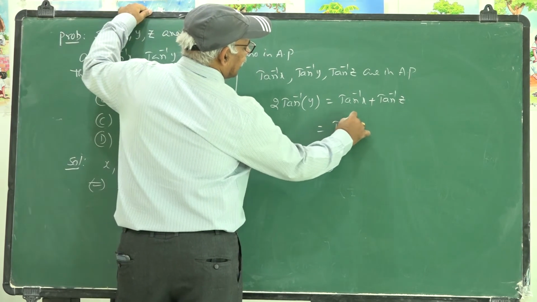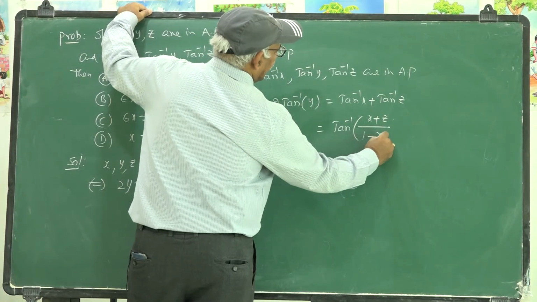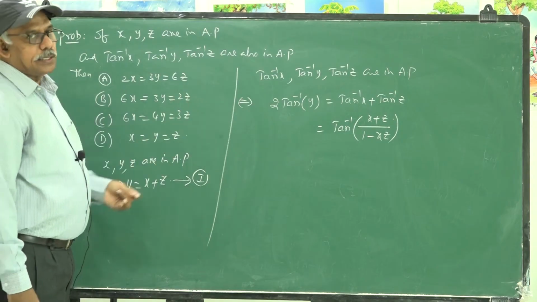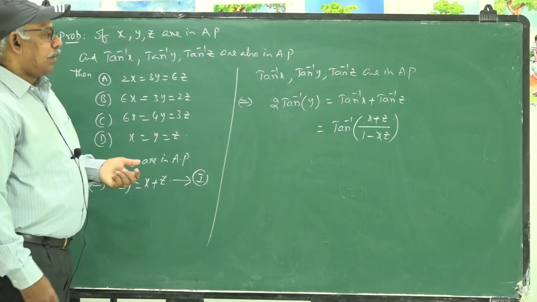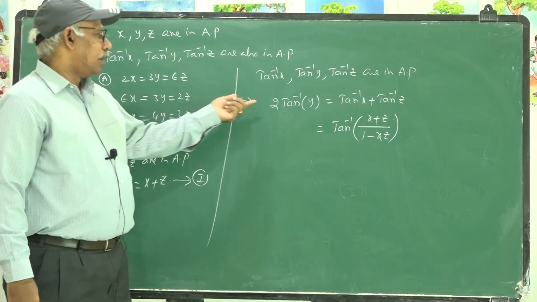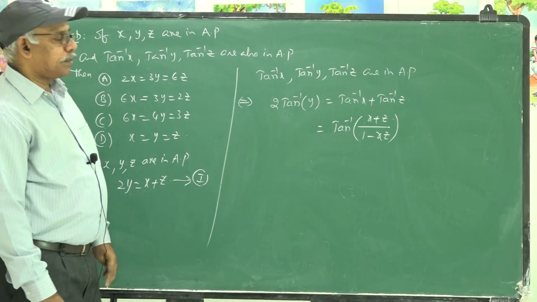Tan inverse x plus tan inverse z is tan inverse of x plus z by 1 minus xz, of course provided xz is less than 1 and moreover x, y, z are positive. Our discussion is only confined to restricted domains. So 2 tan inverse y equal to tan inverse of x plus z by 1 minus xz.